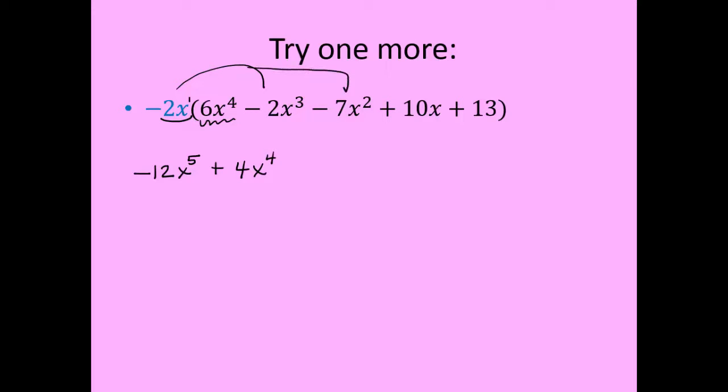Negative 2x times negative 7x squared is positive 14x to the third power. Next, times 10x. So negative 2 times 10 is negative 20. And x times x is x squared. And finally, multiply by just 13. Negative 2 times 13 is negative 26. And we still have x.